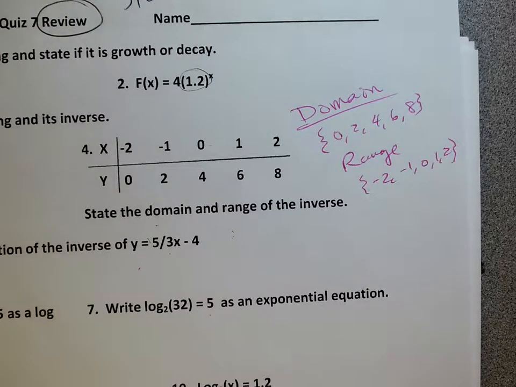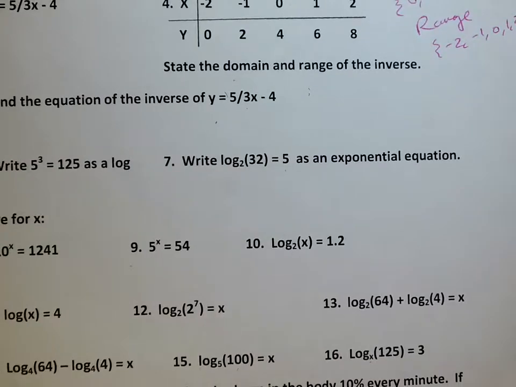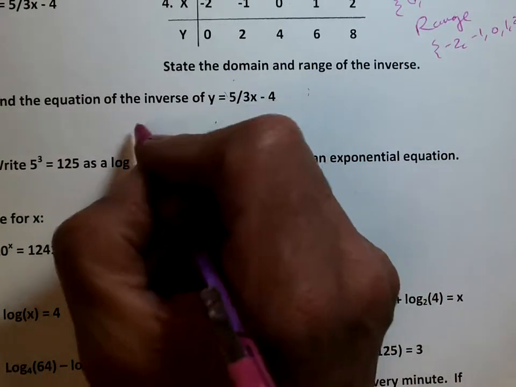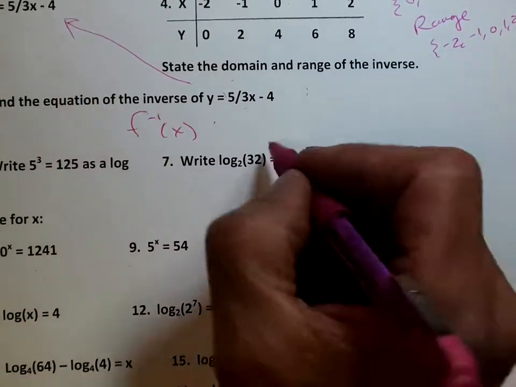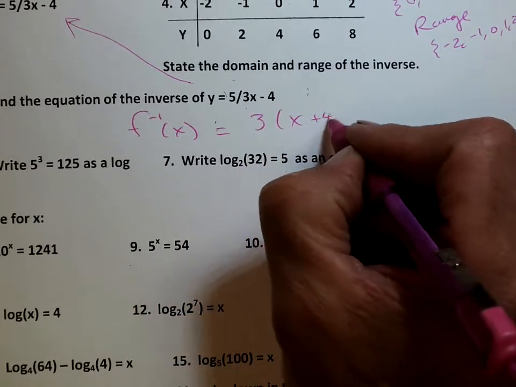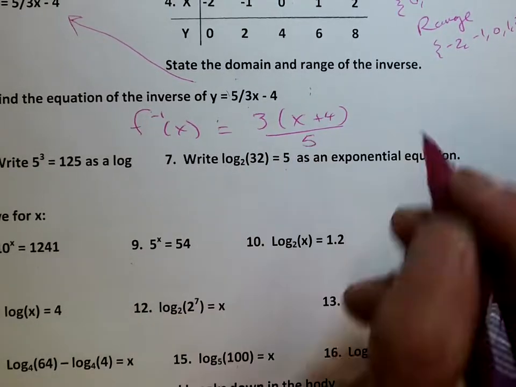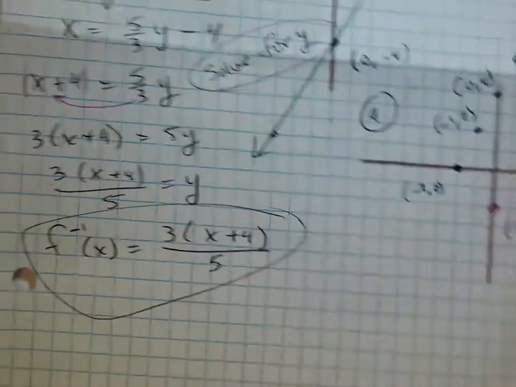Let's go to number 5. We actually have done number 5, and I'll put it back up there. We already did number 5, and it was the f inverse of x, because it's the same one as this one, right? It is equal to 3 times (x plus 4) over 5. We already did that inverse. We did the work in number 3, okay?